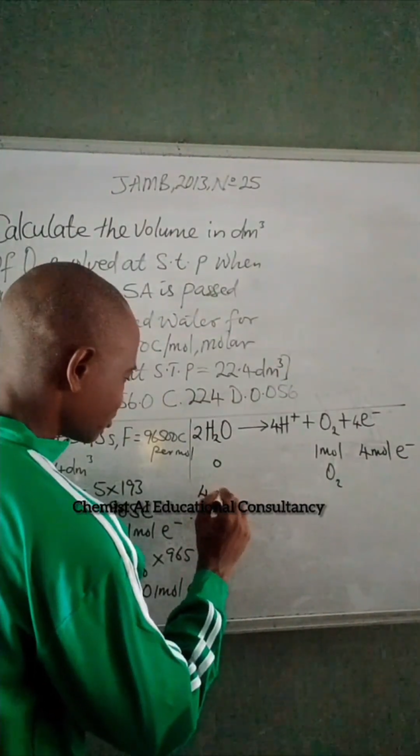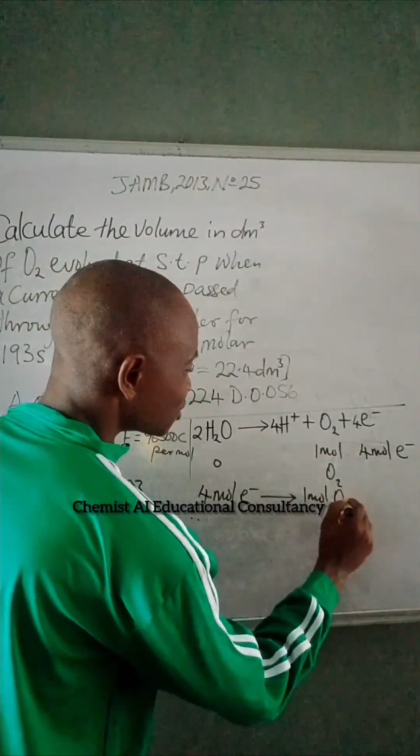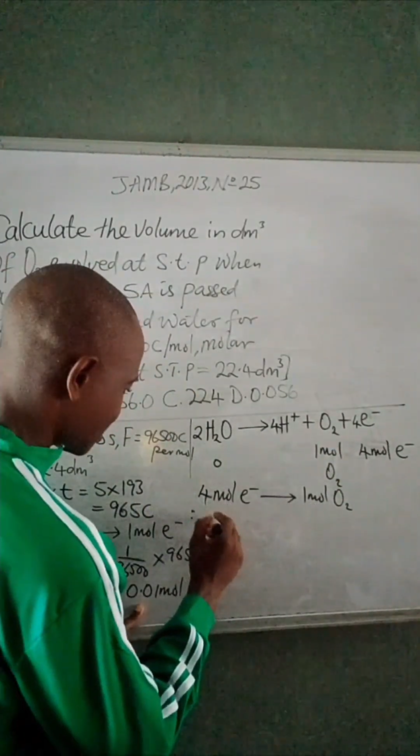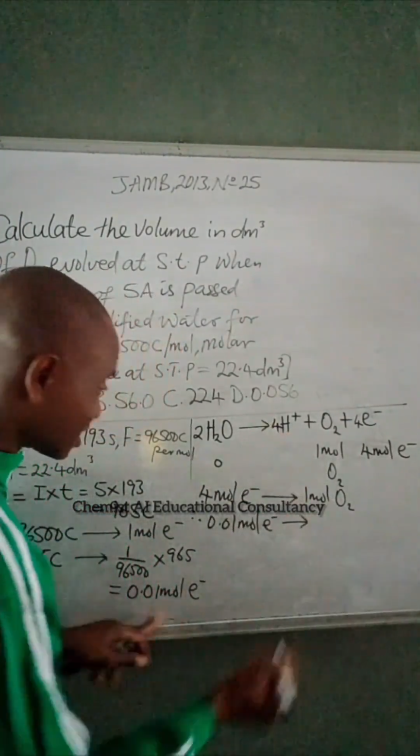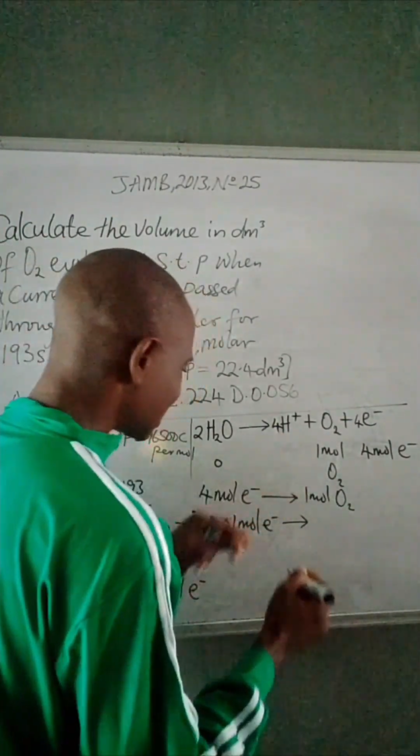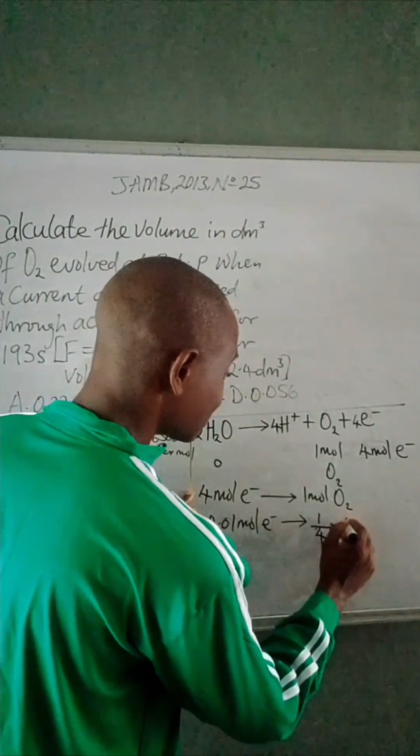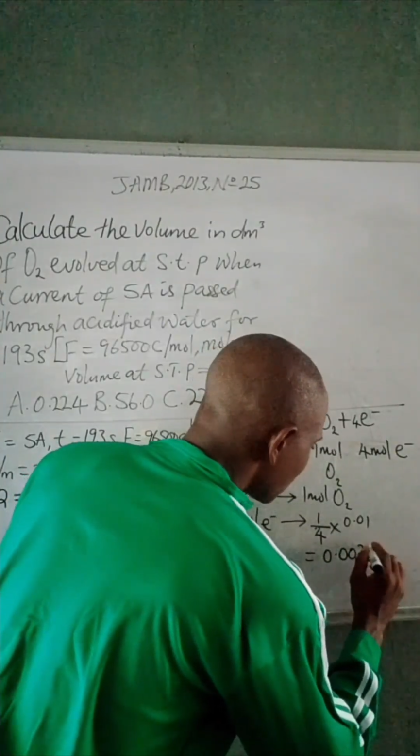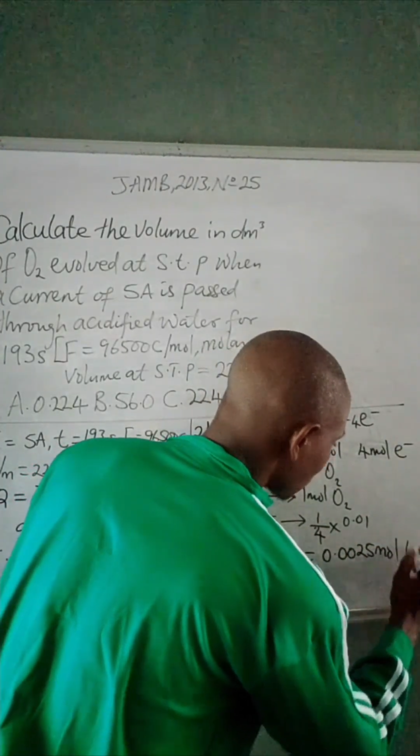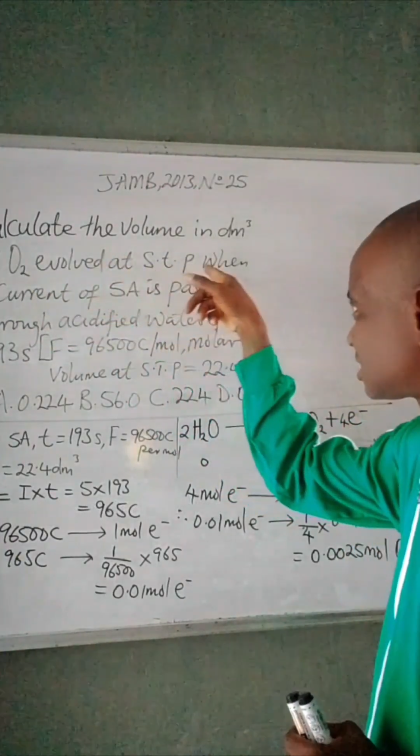We have 4 moles of electron involved in liberating 1 mole of oxygen. Therefore, here 0.01 mole of electron will be involved in liberating how many moles of oxygen? You do the same proportion, 1 here over 4 here times 0.01. You are going to get 0.0025 mole of oxygen. Finally, calculate the volume in dm³ of oxygen involved at STP.